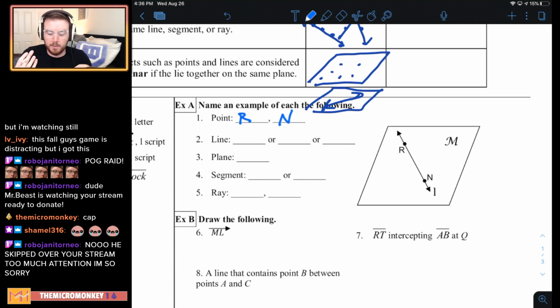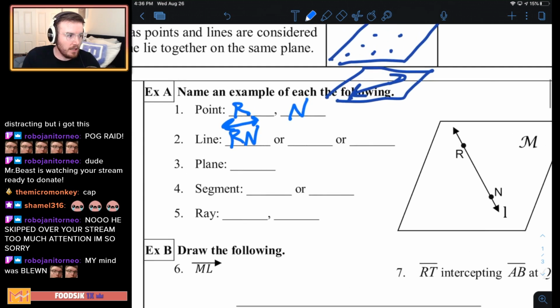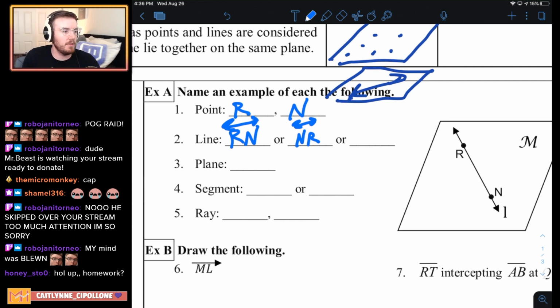And if you connect those points together, you end up with a line. We need to be really particular about how we're labeling these things, right? A line is something that is infinite, so it has the double arrow over the top, right? I can name that another way, right? I could name that NR. RN and NR are the same thing.